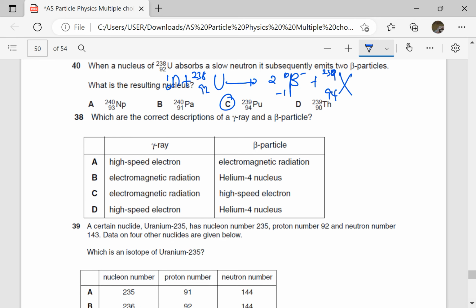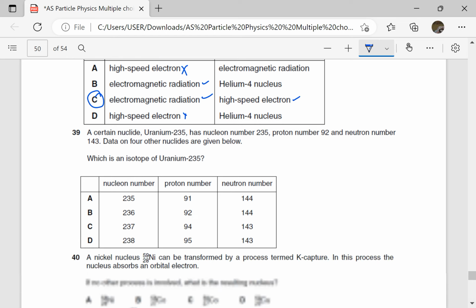Which are the correct descriptions of gamma ray and beta particles? So we're now repeating the question. We know that gamma is electromagnetic, so these ones are eliminated. And then beta are high-speed electrons, so the answer is C.